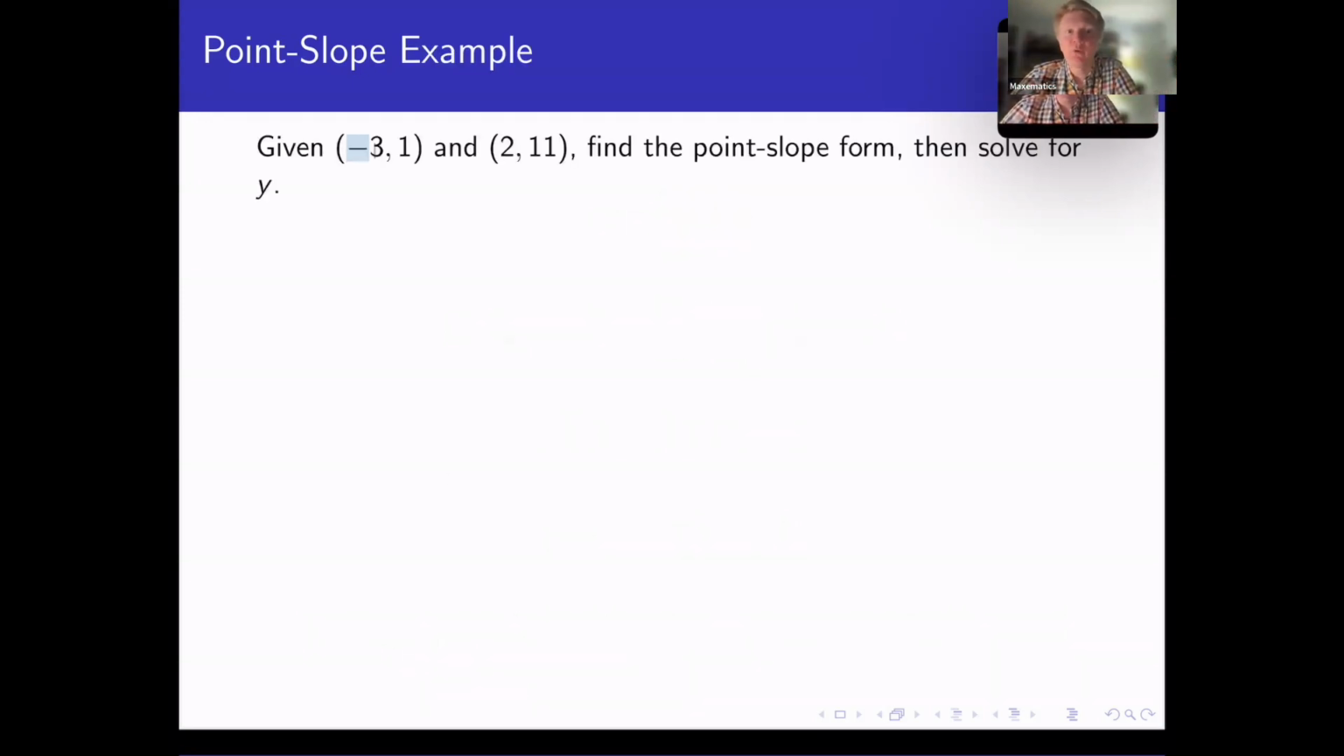Let's say we have these 2 points, negative 3, 1 and 2, 11. I want to find point slope form, and then I want to solve for y. Okay, well, we start with the slope always. Let's subtract the y values divided by subtract the x values. 10 over 5, that's 2.